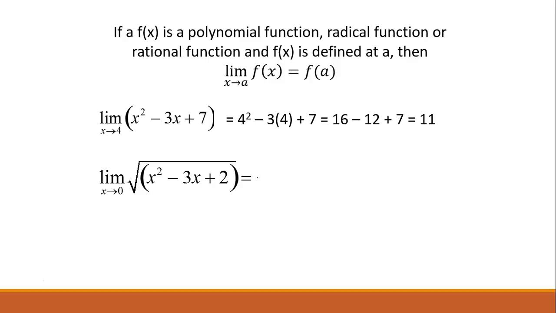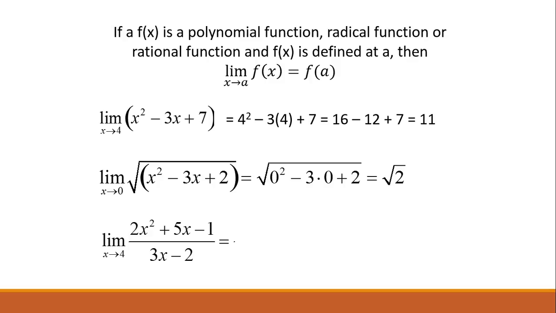Here's a radical function, and we're trying to find the limit as x approaches 0 of this radical function. The function is defined at 0, so in order to find the limit, we can simply substitute 0 in for all the x's, and we can find that the limit as x approaches 0 of this radical function is the square root of 2. As our x-coordinates along this graph get very close to 0, our y-coordinates get very close to the square root of 2.